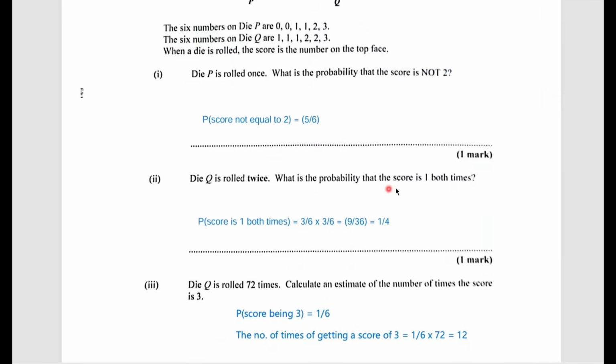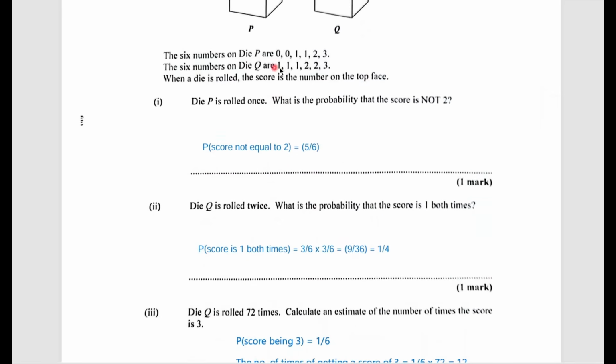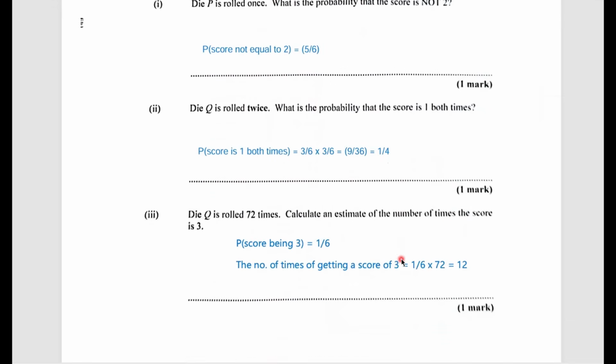Die Q is rolled twice. What's the probability that the score is 1 both times? With Q, the probability of getting 1 is 3 out of 6. And since it's twice, you multiply 3 on 6 by 3 on 6 to get a quarter, because 9 on 36 is a quarter when you reduce.